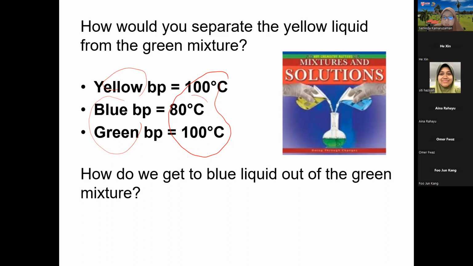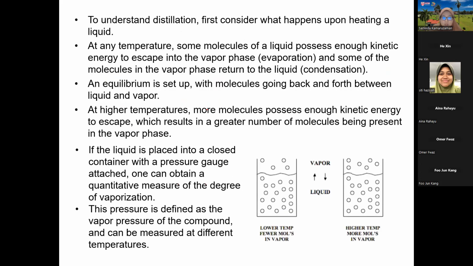Usually the lowest boiling point is easily vaporized. So I think at least you have an idea when we talk about the boiling point of the solution. The best method that we can use is distillation. When we talk about distillation, it involves two important processes happening. The first one we call evaporation, and also condensation.